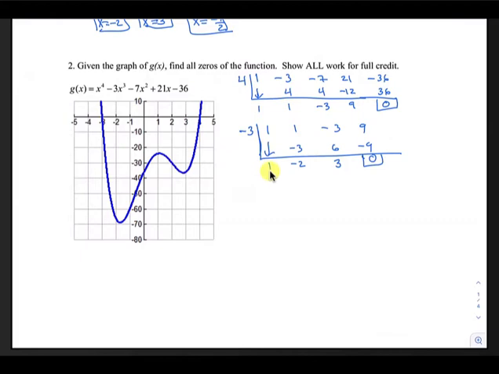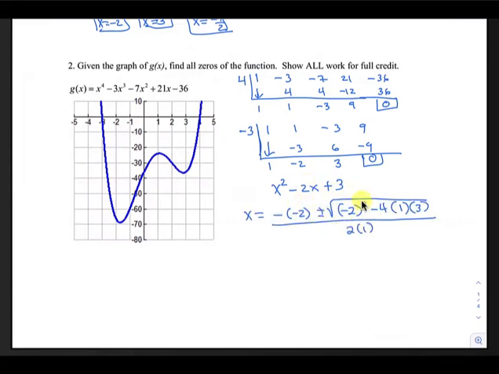The coefficients are 1, negative 2, and 3. The resulting polynomial is x squared minus 3x plus 3. Now this cannot be factored because you cannot find a number that would multiply to positive 3 but add up to negative 2. So we will use the quadratic formula.